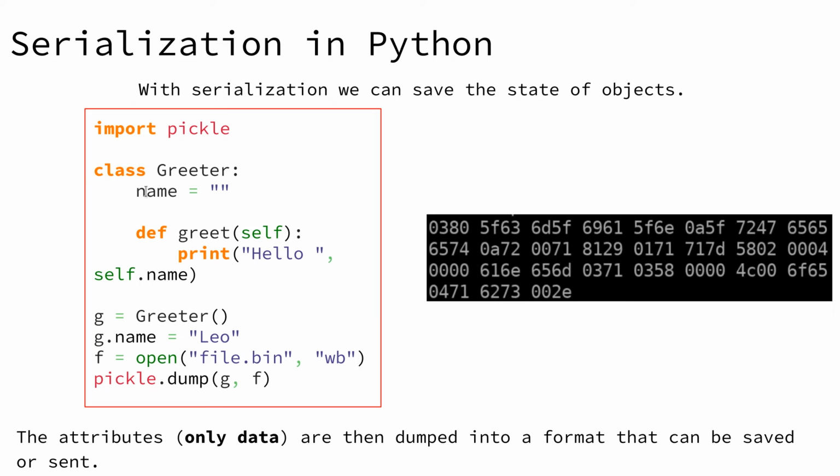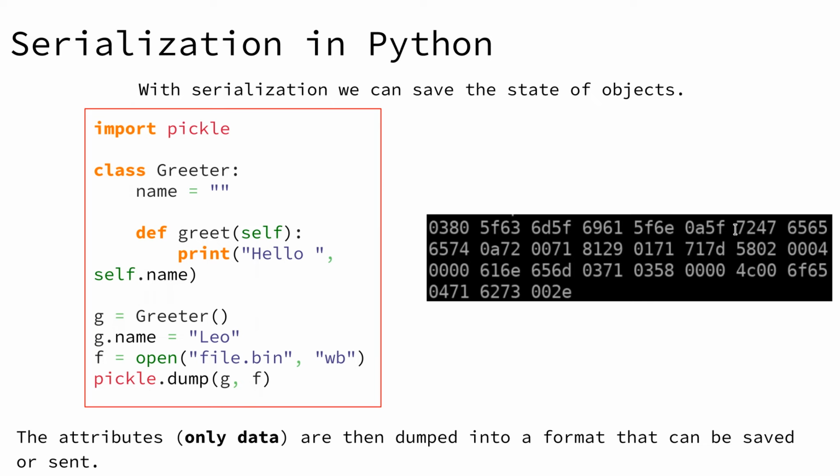Here I create a class. The class has an attribute name and a method greet. So the method greet uses this attribute to offer some functionality. So I make a new object out of this class. I set the name attribute to Leo. Then I open a file. And then I use pickle, the serialization tool of Python, to write this object to the file.